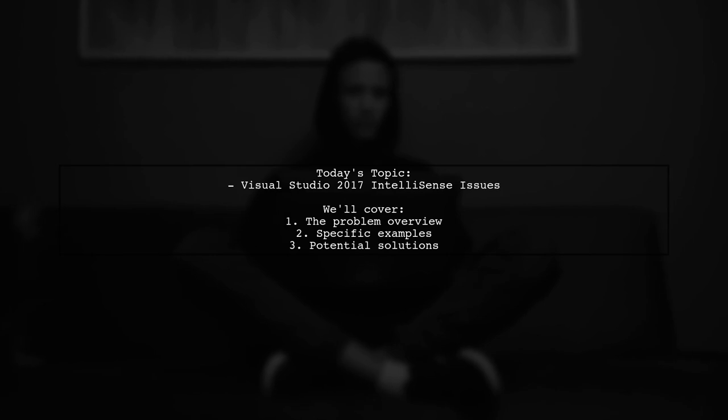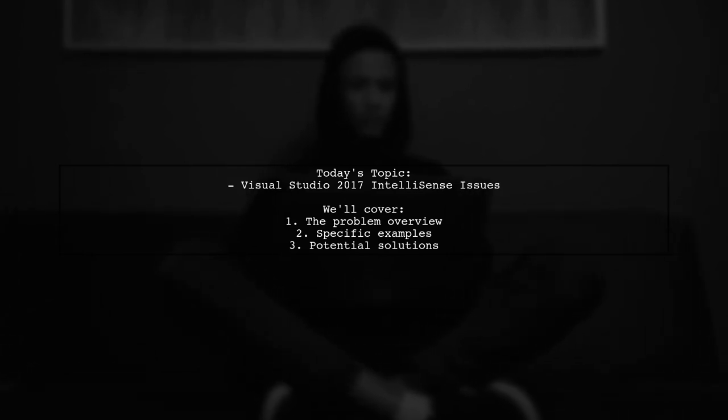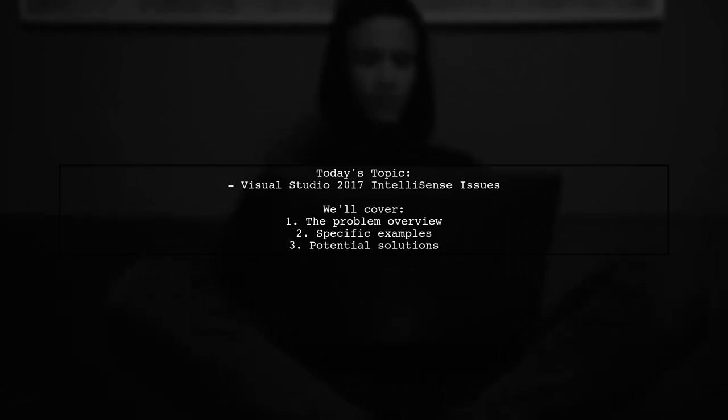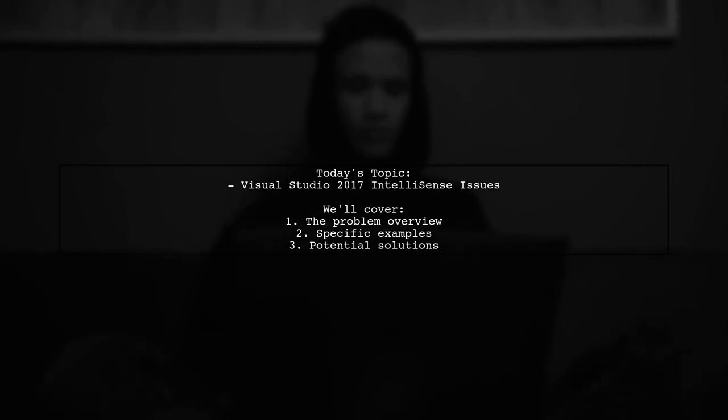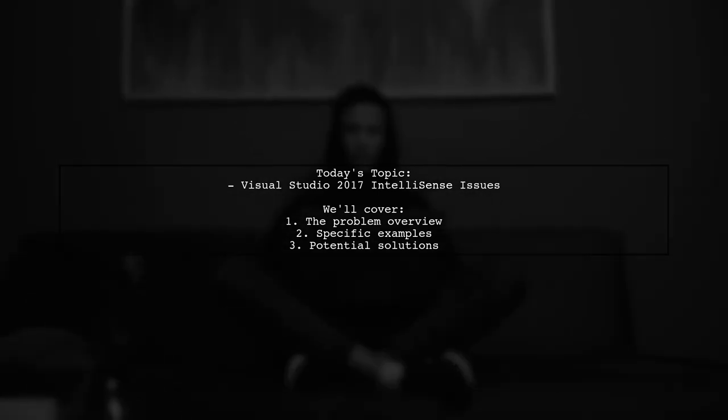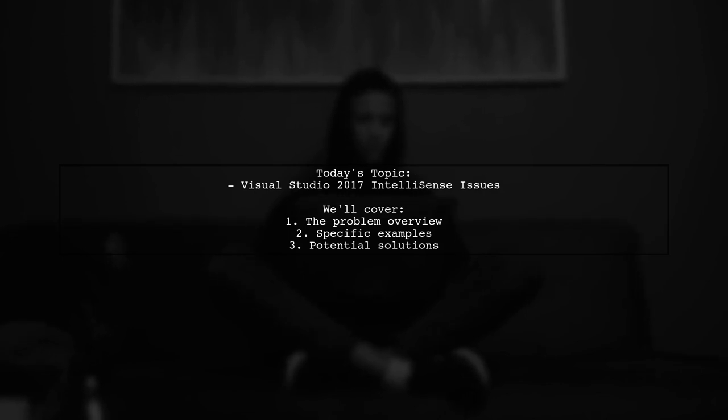Today, we're addressing a frustrating issue that many developers encounter while using Visual Studio 2017. Our viewer has reported that IntelliSense isn't working correctly after adding references to assemblies or NuGet packages. Let's dive into the details of this problem and see how we can help resolve it.